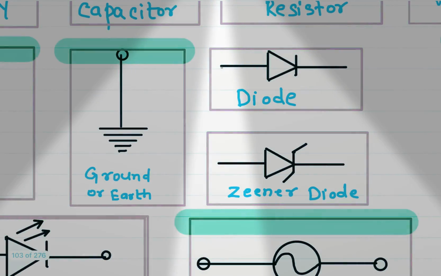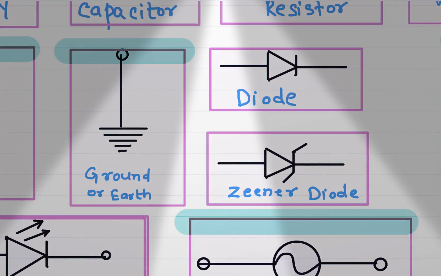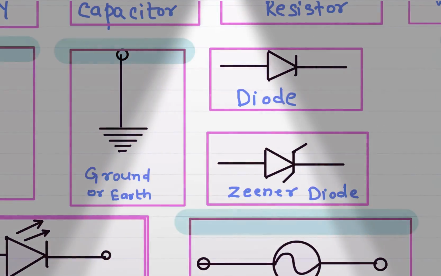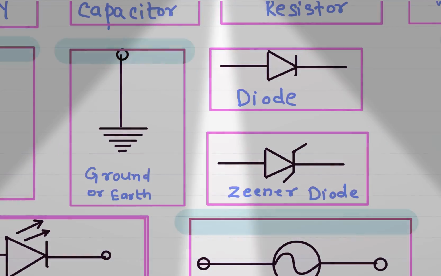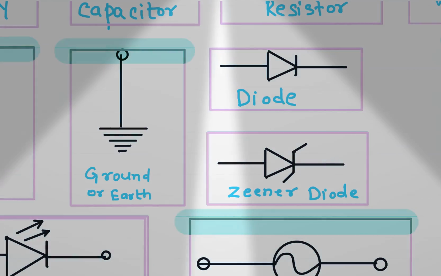The diode here is a special type of electronic device. It allows the current to flow in only one direction. We also call this a PN junction diode. So the current flows in only one direction.